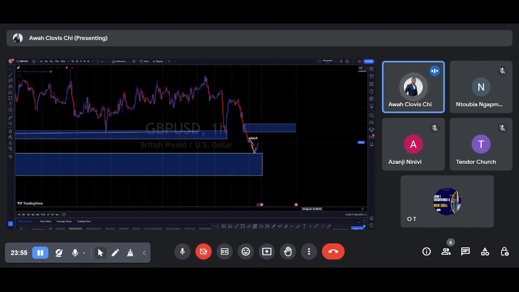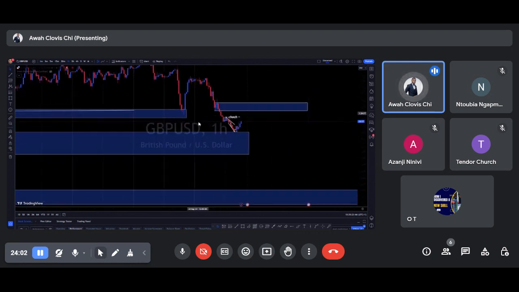Okay, I will just do a textbook explanation of what a breaker block is. But the breaker block is very important. And this concept you are seeing me using here is a breaker block concept. That's why I said that this might not go high.